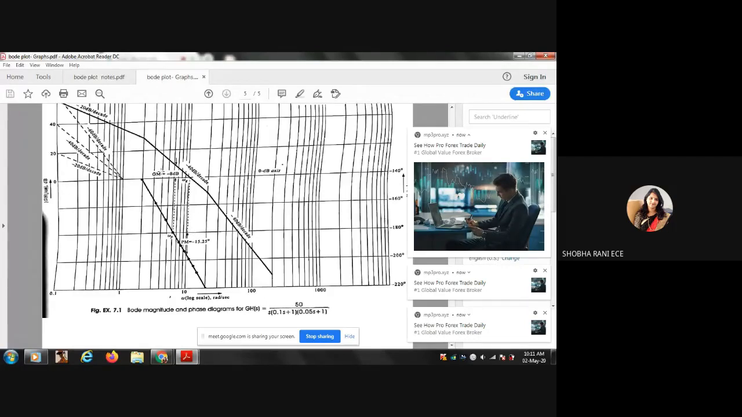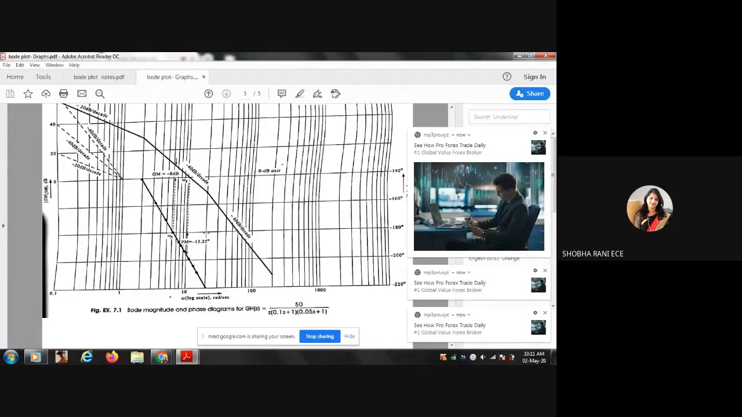For the gain margin, if the point is above, it is negative. If the point is below, it is positive. For the phase margin, if the point is above, it is positive. If the point is below, it is negative. So here the minus 180-degree line is taken as the reference. Here the 0 dB line is taken as the reference.